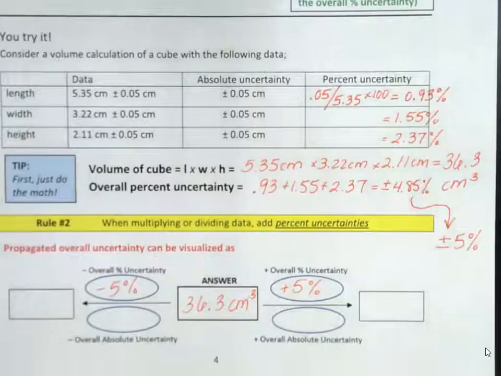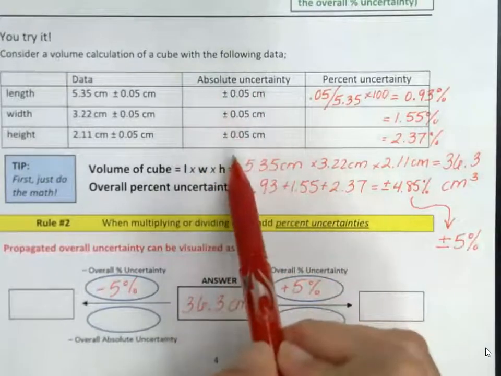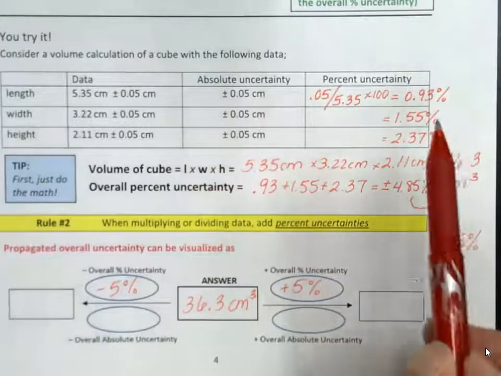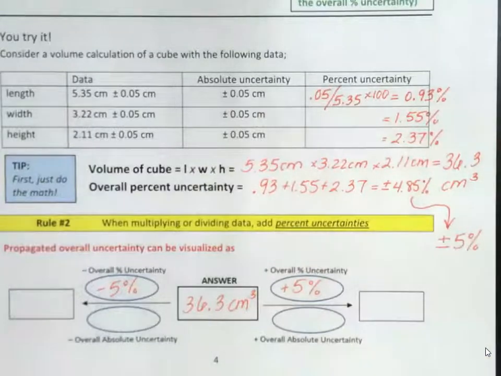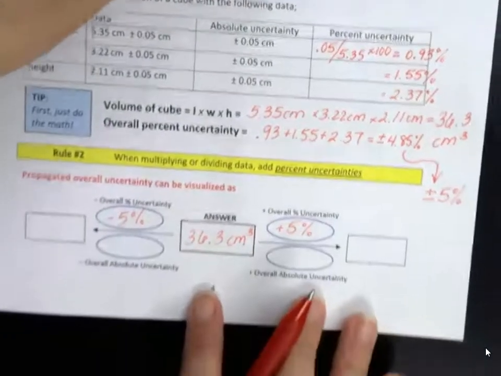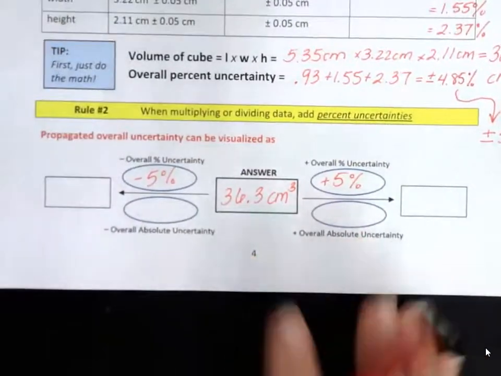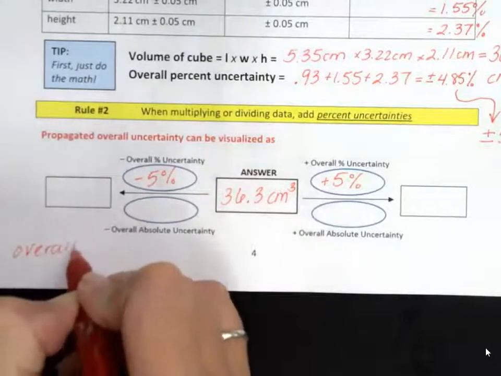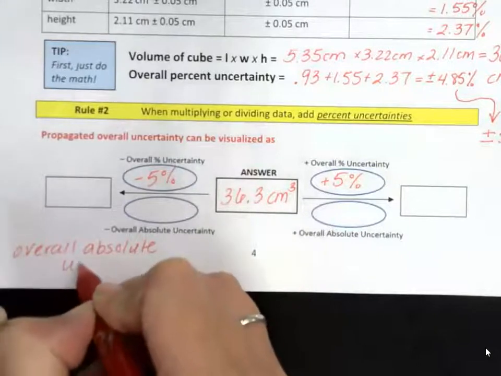So you'll notice that we never added these absolute uncertainties together at any point in this problem. We didn't need to. We did need to add their percent uncertainties together. The final step of this problem would be to calculate the overall absolute uncertainty, so we can finish filling in our little table. Okay, so overall absolute uncertainty.